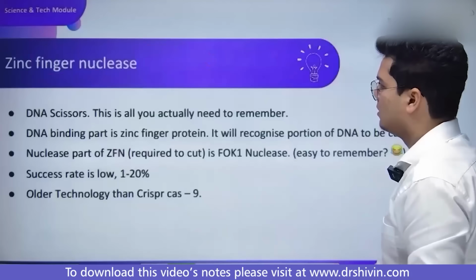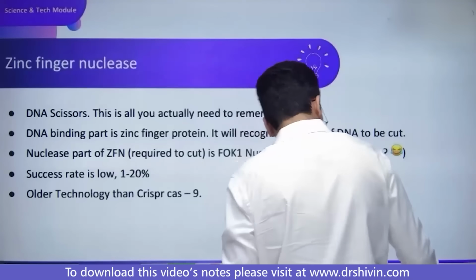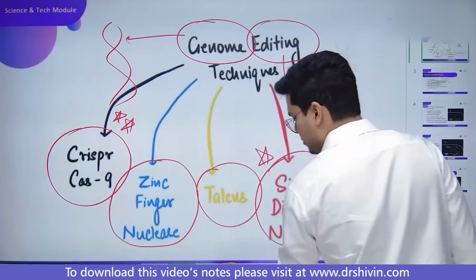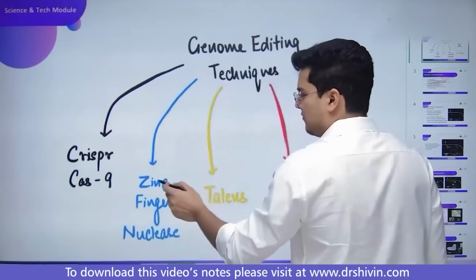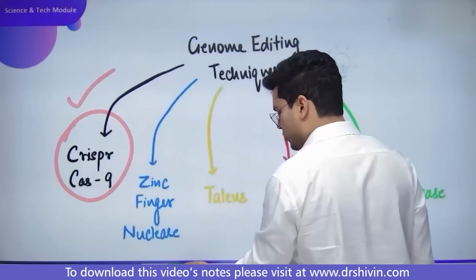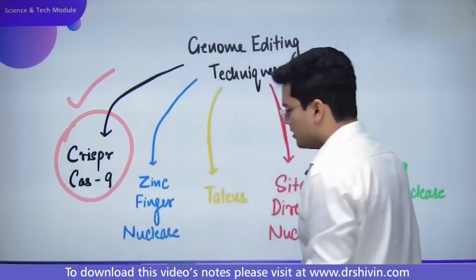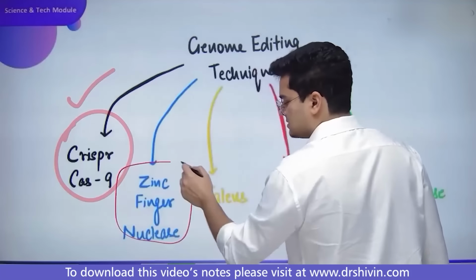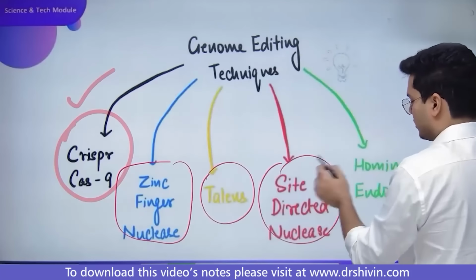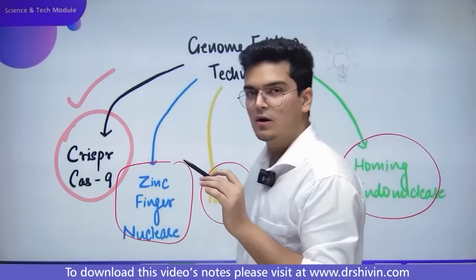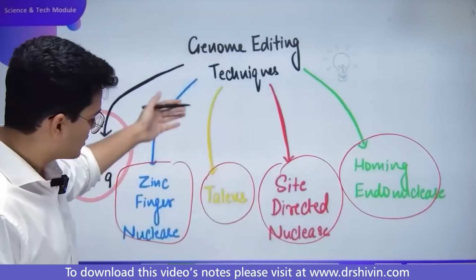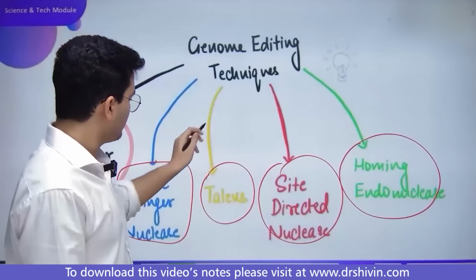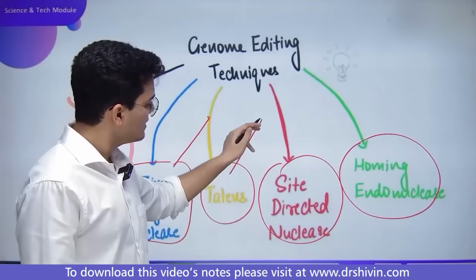Okay, next we had started with something called genome editing techniques. We had started here. We have understood this thing. CRISPR-Cas9 is now clear to you. Now there are other gene editing techniques called zinc finger nuclease, TALEN, site directed nuclease, and homing endonuclease. Now let me tell you something. The basic function of all of them is similar. Even zinc finger nucleases are cut and paste, even TALENs are cut and paste.